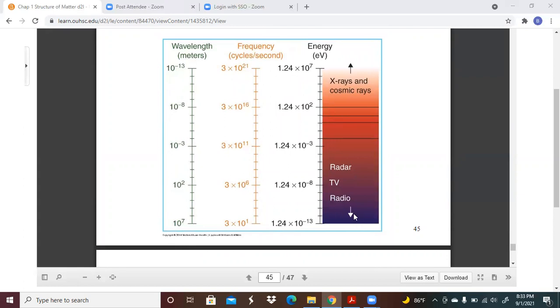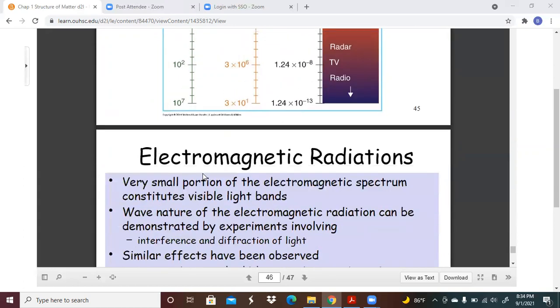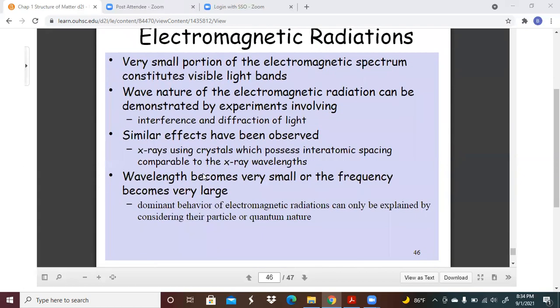The very, very long waves here are radio waves. You start getting shorter and shorter. You can see the TV, radar. And then eventually, if you continue to dial up the energy, the wavelengths get shorter and shorter and shorter. So by the time you get to X-rays and cosmic rays, they're very, very short. So a very small portion of the electromagnetic spectrum constitutes visible light bands.